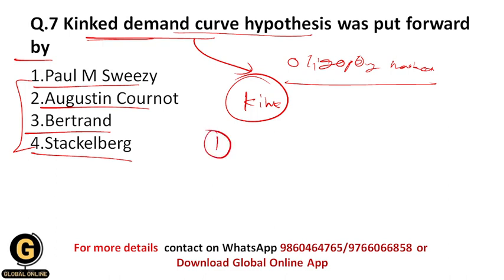So the first reason is that the segment above the prevailing price level is highly elastic. So after the prevailing price, there is highly elastic behavior, and that's why there is a kink. And the second reason is that the segment below the prevailing price level is inelastic, and because of that there is a kink. But you need to understand that here the correct answer is Paul M. Sweezy, and this is the scientist who has given the concept of the kinked demand curve hypothesis.